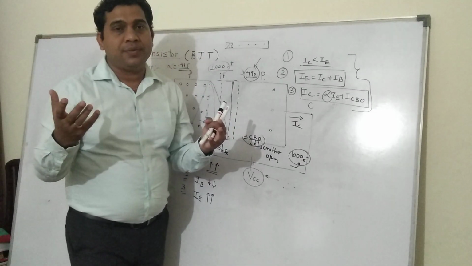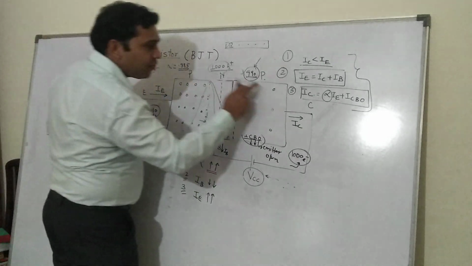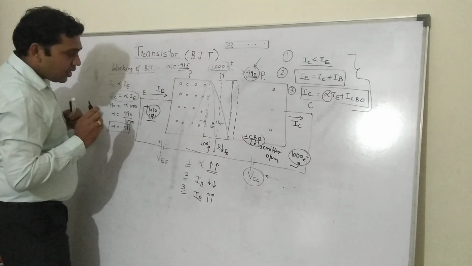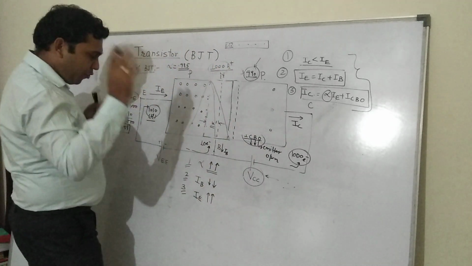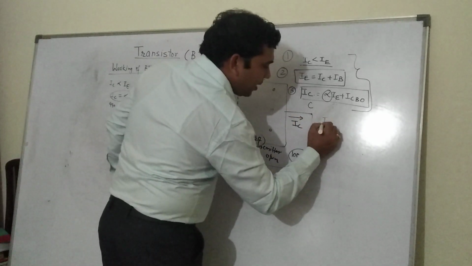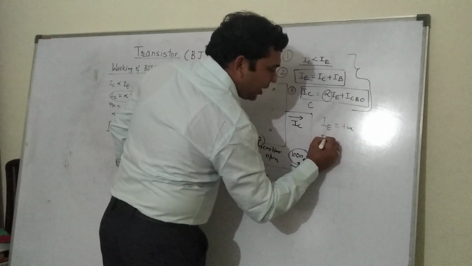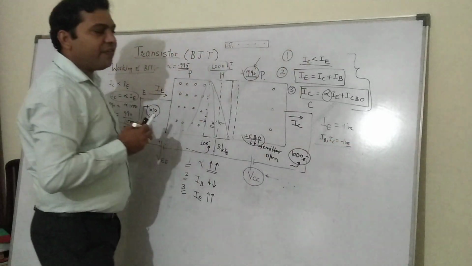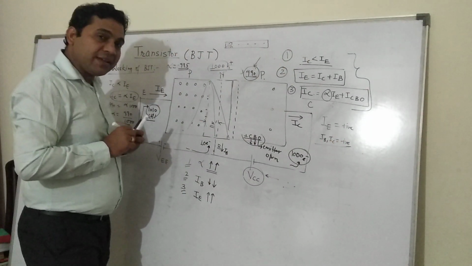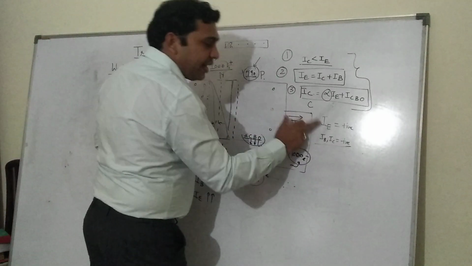So in case of a PNP, IE is positive, whereas IB and IC are negative. So we can write here IE is positive, IB and IC are negative. So whenever we plot the characteristics of a PNP transistor, we will take IB and IC as negative. IE we will take as positive.